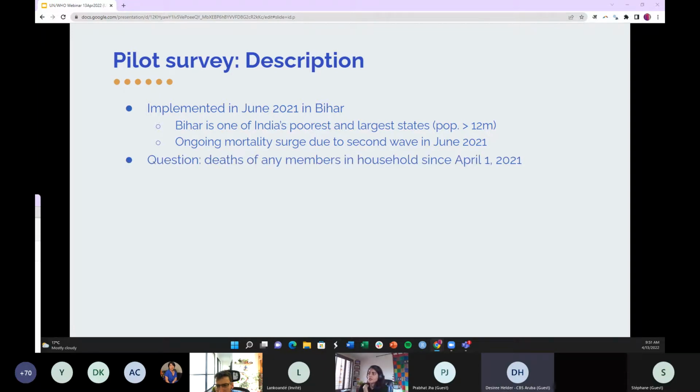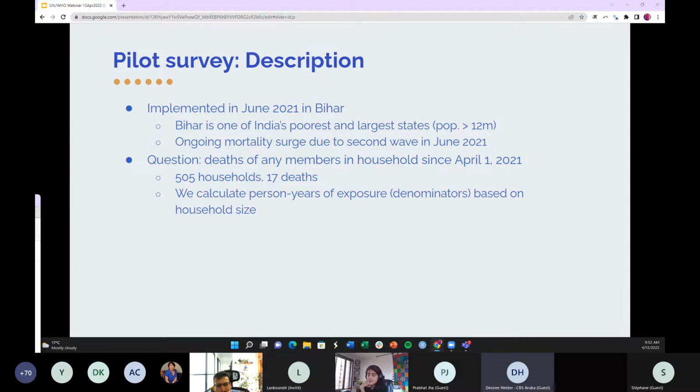Bihar is one of India's poorest and largest states, with a population of more than 12 million. The main question that we included in the survey in June 2021 was about deaths of any members in the household since April 1st, 2021. So this was super small. We were just figuring out if this can even be done for mortality. In a sample of about 505 households that we interviewed, we found there were 17 deaths.